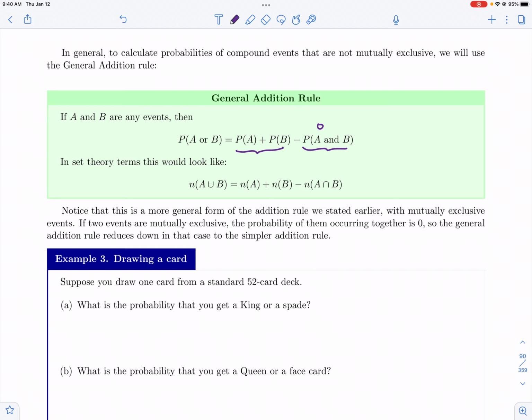On the bottom, I've got a set theory way to think about what this would look like. An OR problem, again, is our union. So A union B equals the number of elements in A plus the number of elements in B minus the number of elements in the intersection subtracted out.